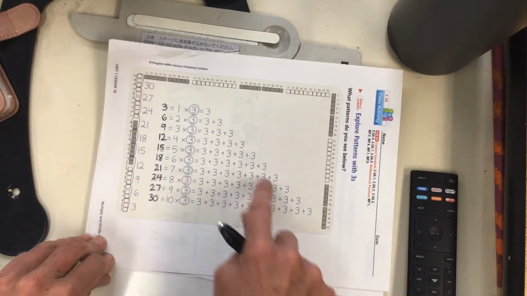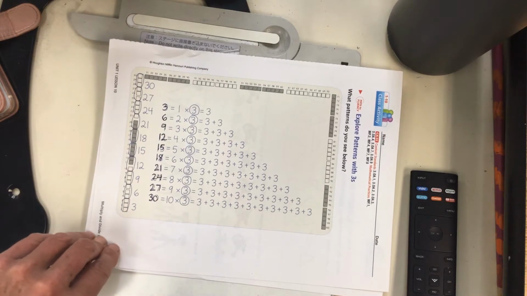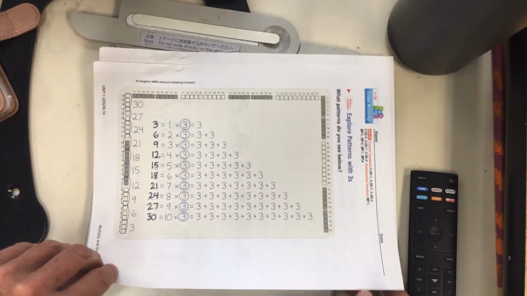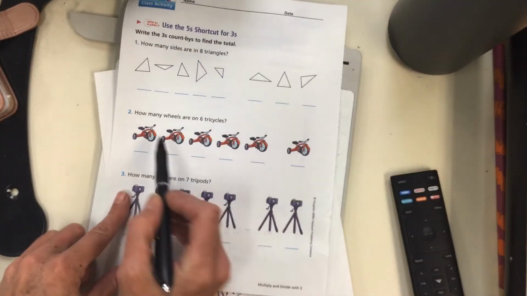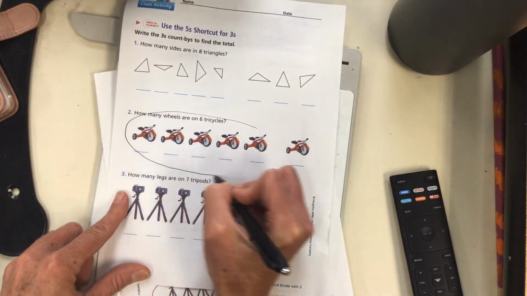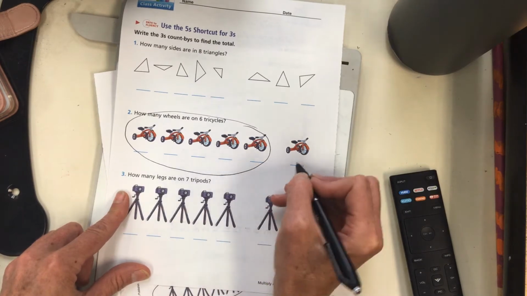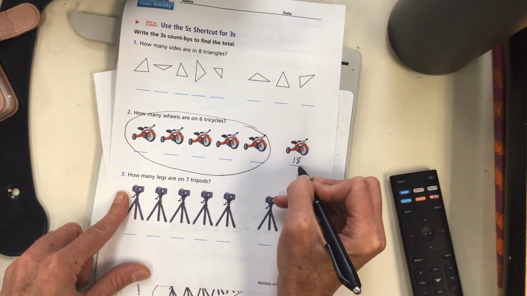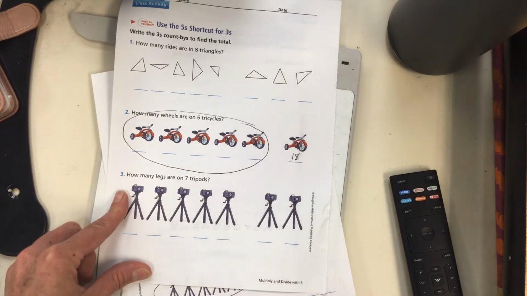You can use this paper to help you memorize the multiples of 3. And a strategy that I was showing you is putting them in groups. If you know your 5s, that's a perfect way to learn. If you already know 5 times 3 is 15, you only have to add 3 more to get to 18. Okay, so that's why they had them use the 5 shortcut for learning your 3s.